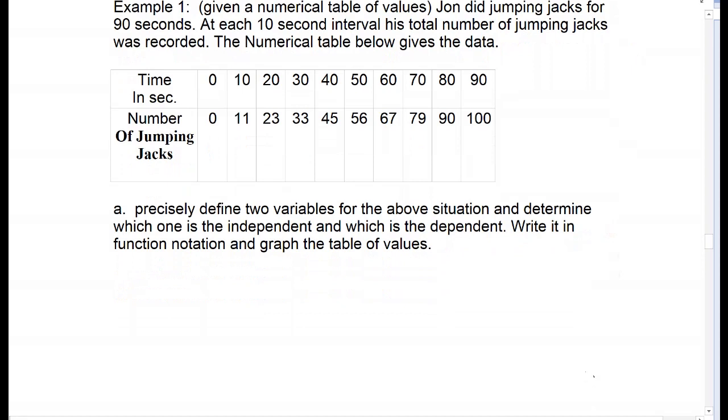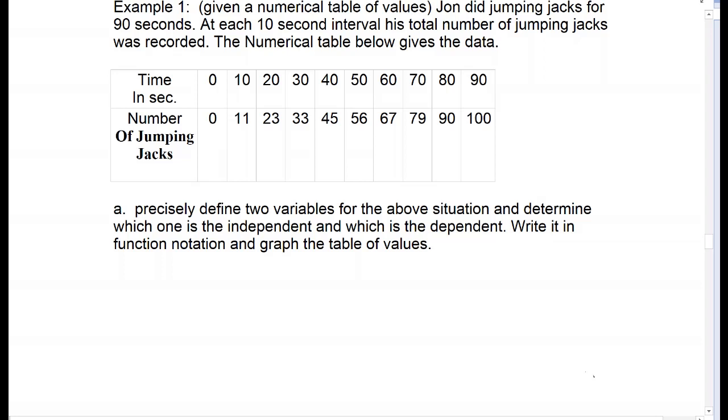So we've done an observation here. John did jumping jacks, and it was observed every 10 seconds how many jumping jacks he completed by that time. At 10 seconds he completed 11, and so on for 90 seconds. After 90 seconds was over, he had completed 100 jumping jacks. And there's the table of information that goes with that. So there are two variables: time and jumping jacks.